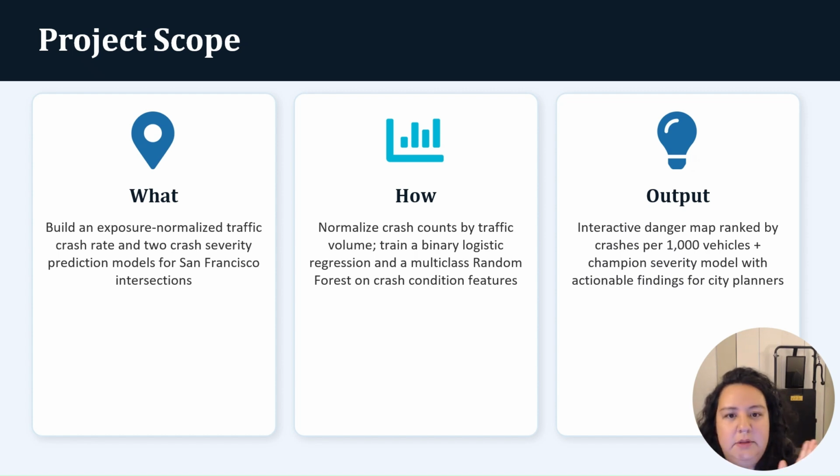For the what, I built an exposure-normalized crash rate for San Francisco intersections alongside two crash severity classifiers. I did this by dividing crash counts by measured traffic volume to produce a danger rate, and separately by training machine learning models on crash condition features to predict how severe a crash would be when it did occur. The outputs are an interactive map that ranks intersections by crashes per 1,000 daily vehicles, and a champion predictive model whose findings can inform real infrastructure and policy decisions.